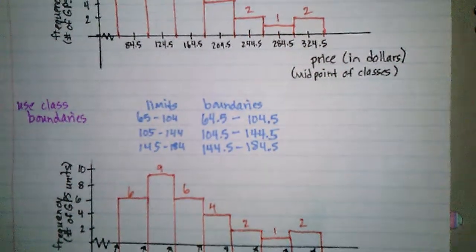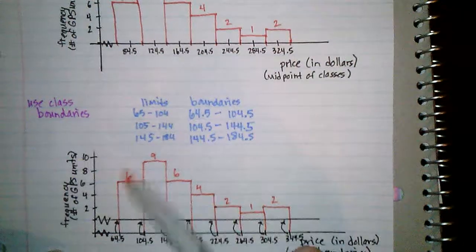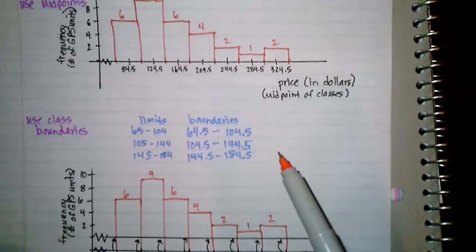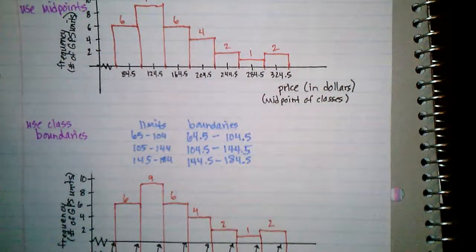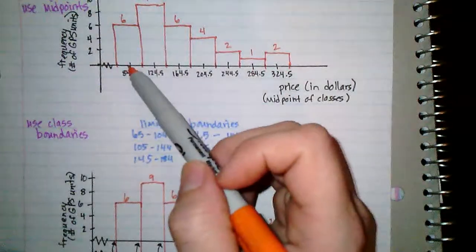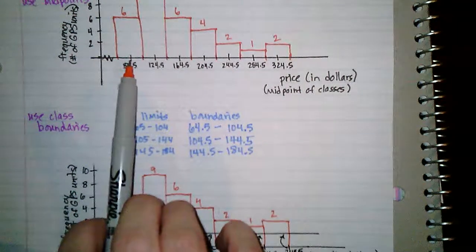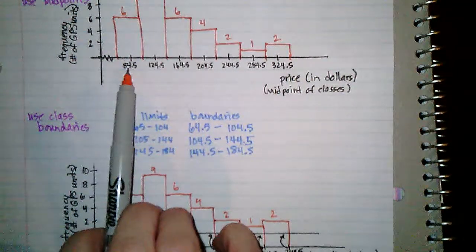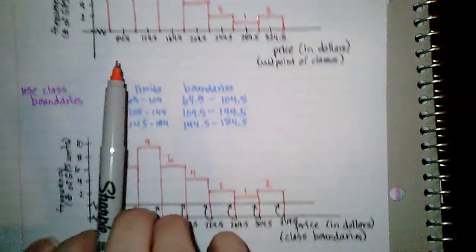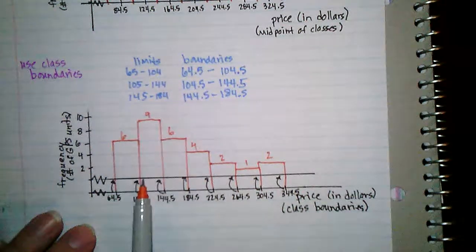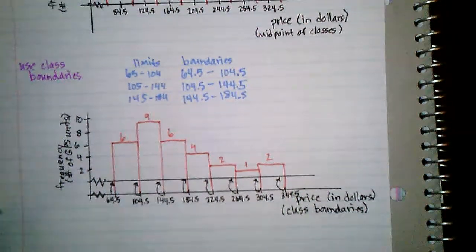So if I hadn't messed up my graph, what you should see is that the shape of these two distributions is exactly the same. The differences are that when you use midpoints, your bars go across, like the midpoint is in the middle of the bar. And when you use boundaries, the boundaries are on the edges of the bars.